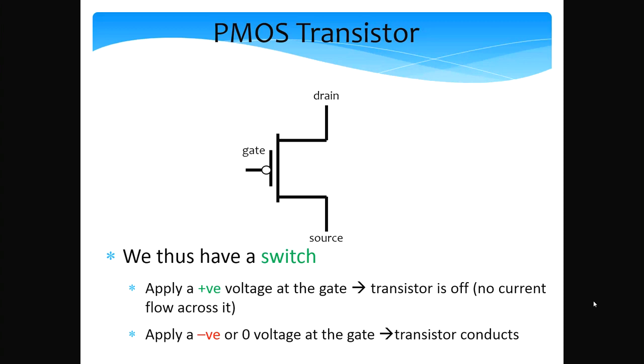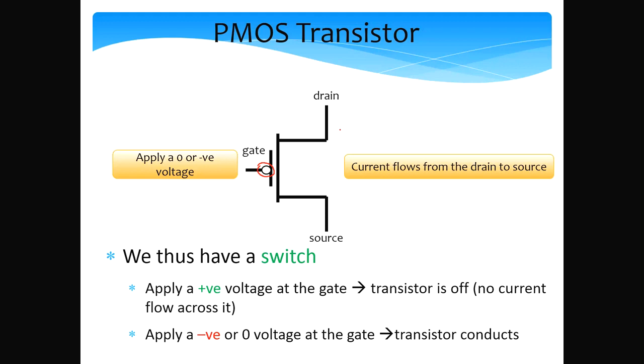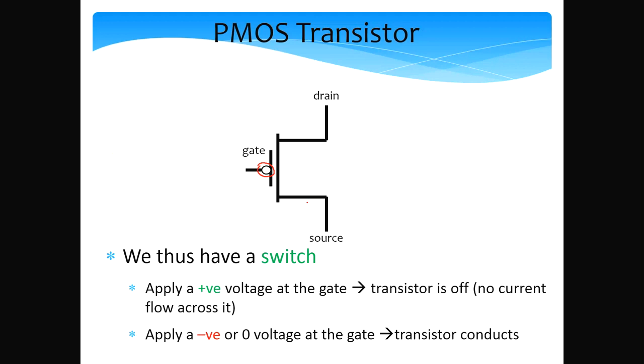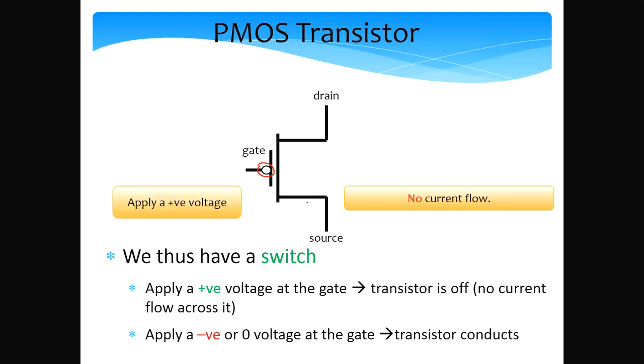Now let's take a look at the symbol of the PMOS transistor. It is more or less the same as that of an NMOS transistor, with one simple difference: the circle at the gate terminal. Otherwise, the rest of the diagram is the same, and we have two terminals, the drain and the source, which are interchangeable. In this switch, if we apply a 0 or negative voltage, the transistor conducts, and current flows from the drain to source. If we apply a positive voltage at the gate, the transistor is off, and there is no current flow.